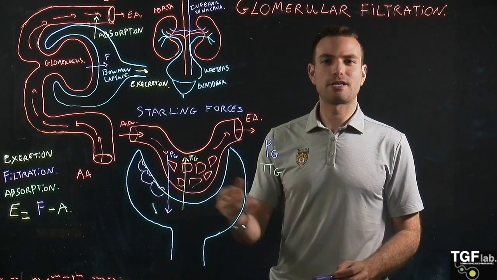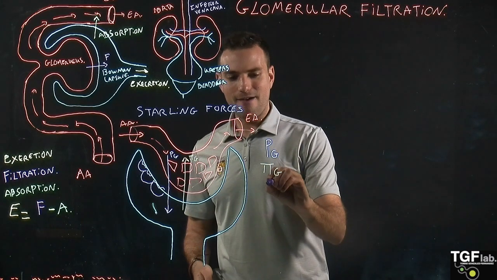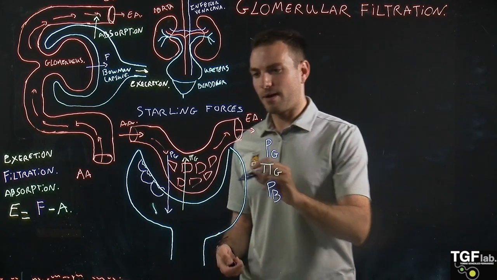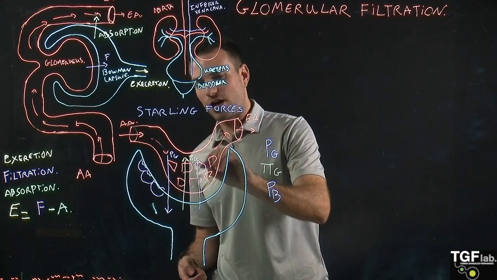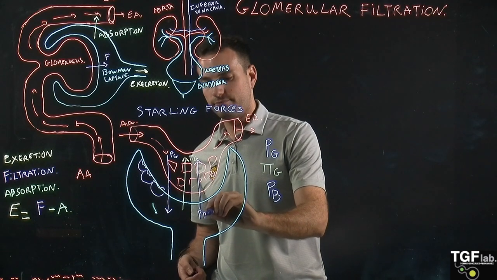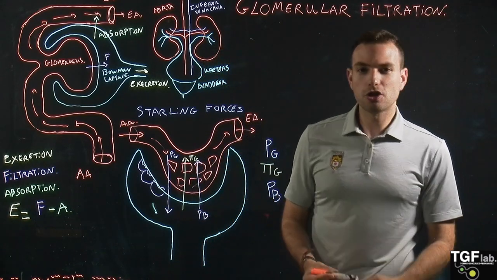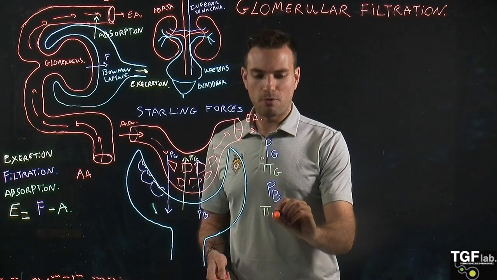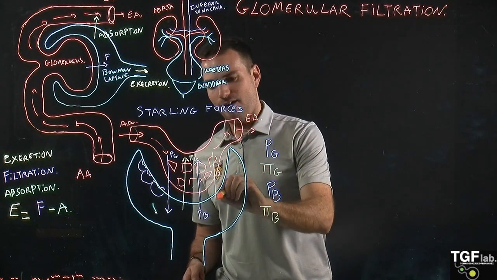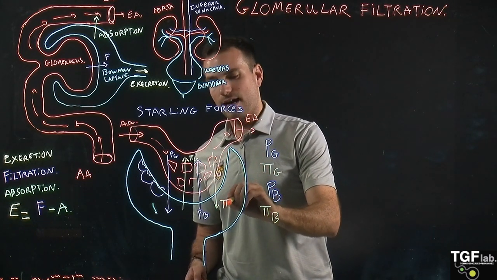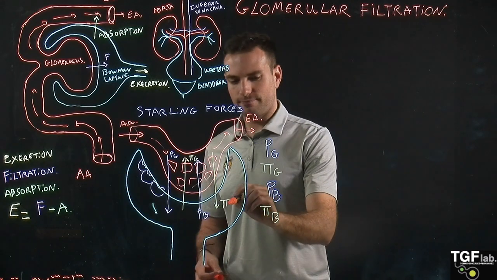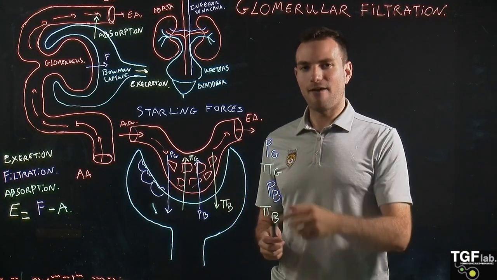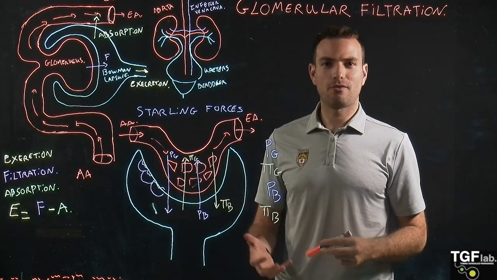Then we also have the same forces at the Bowman capsule. We have the hydrostatic pressure at the Bowman capsule, which is a force against filtration, a force for absorption. And we also have the colloidosmotic force at the Bowman capsule, which is a force going for filtration, against absorption. So we can use these four forces to determine the glomerular filtration rate.